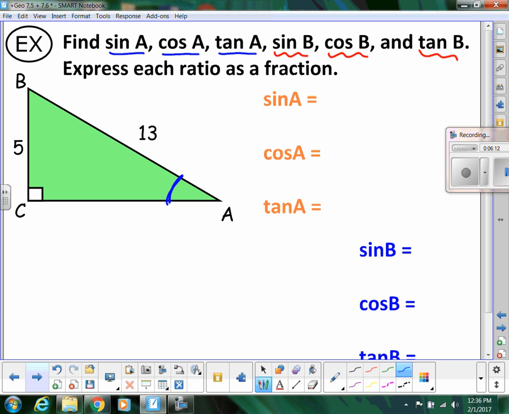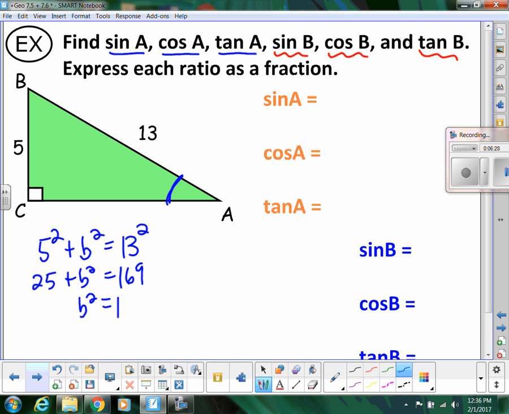So first of all, I'm going to fill in the third side of the right triangle. How do we do that? Remember Pythagorean theorem. Or if you recognize this as a triple, you know that that should be 12. Okay, so this side right here is 12.